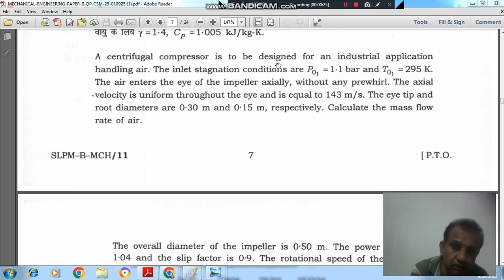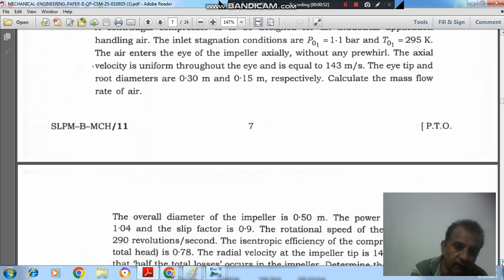A centrifugal compressor is to be designed for an industrial application handling air. The inlet stagnation conditions are P01 equal to 1.1 bar, T01 equal to 295 Kelvin. The air enters the eye of the impeller axially without any swirl. The axial velocity is uniform throughout the eye and is equal to 143 meter per second. The eye tip and the root diameters are 0.3 meter and 0.15 meter respectively. Calculate the mass flow rate of air. Up to that we have solved.